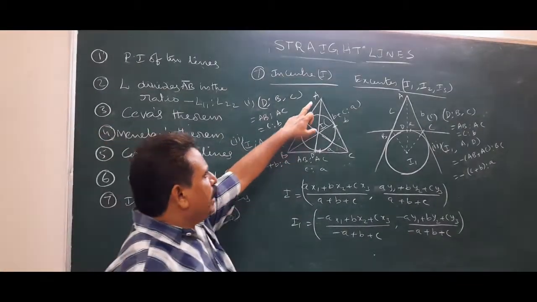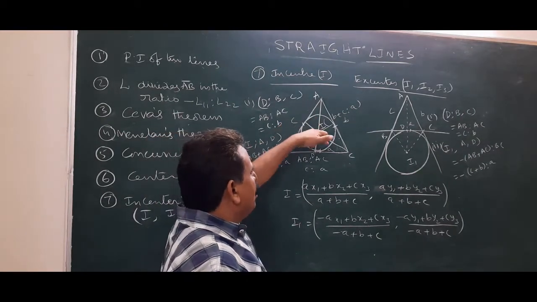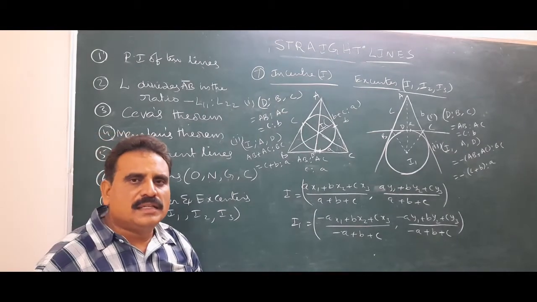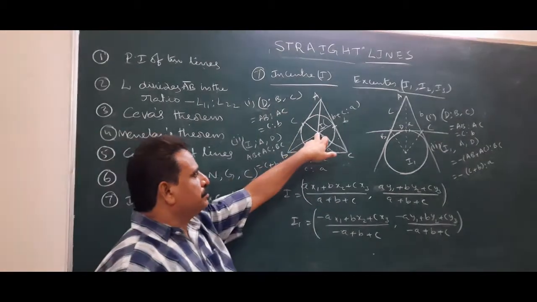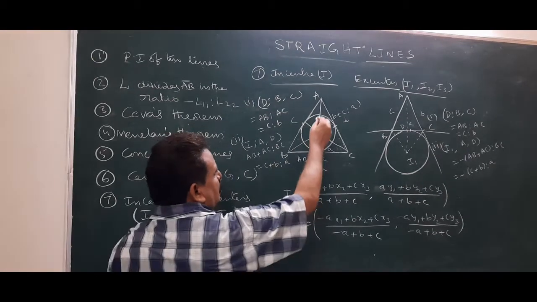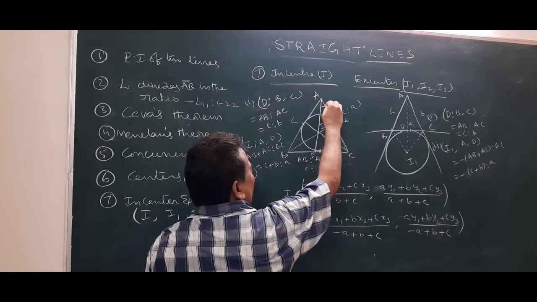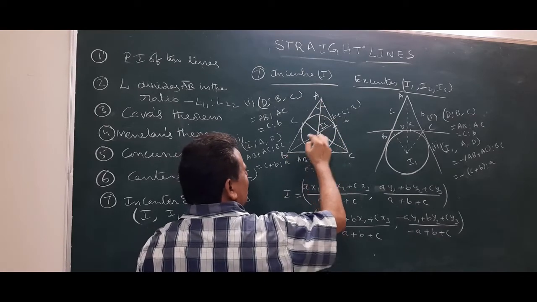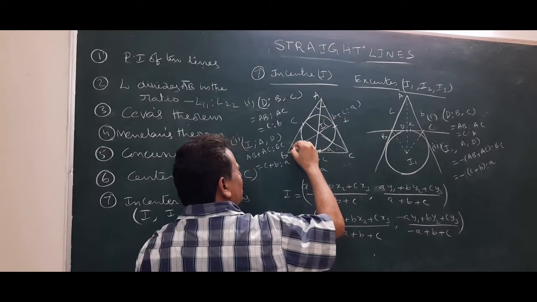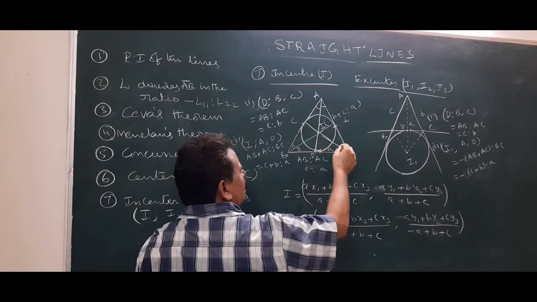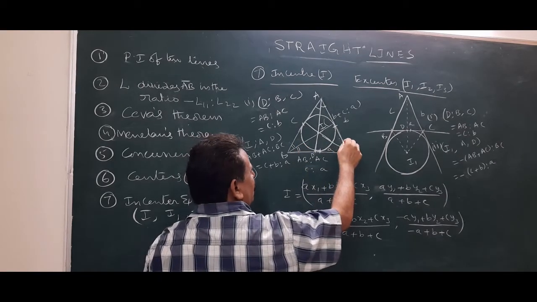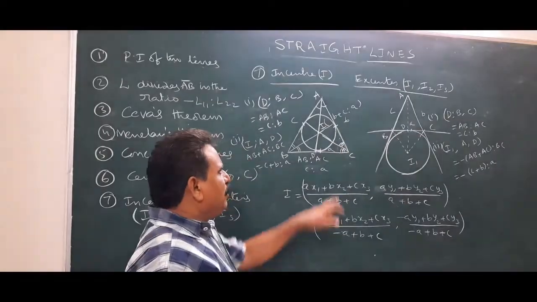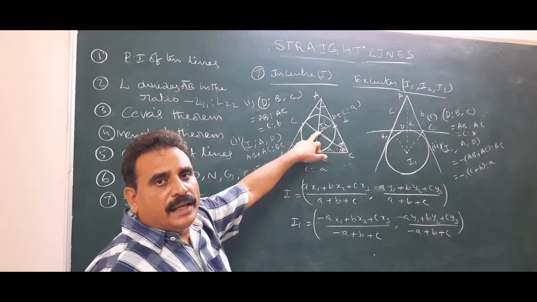The internal angular bisectors of any triangle are concurrent. The point of concurrence is called the incenter, denoted by I. Angle bisector: this angle is equal to this angle. Internal angular bisector: this angle is equal to this angle. These three lines are concurrent. This is the third angle bisector. The point of concurrence is called the incenter I.